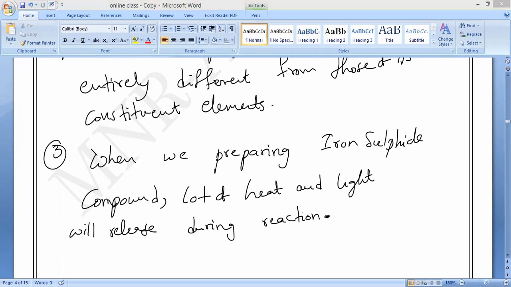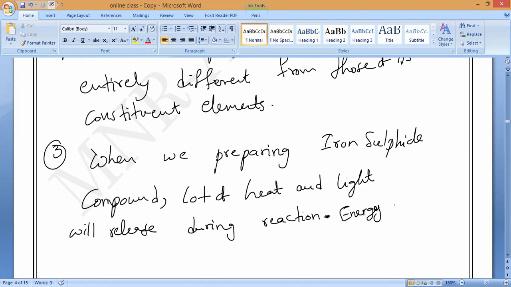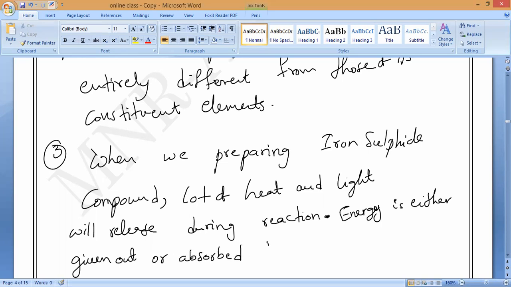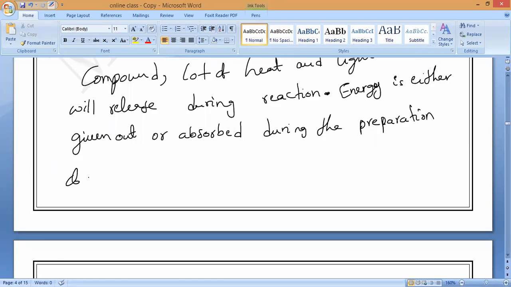Write it. Energy, in the form of heat, light, etc. Remember that energy is either given out or absorbed during the preparation of what? Mixture or compound? Compound. Energy is either given out or absorbed during the preparation of a compound. So that is why we say chemical change.